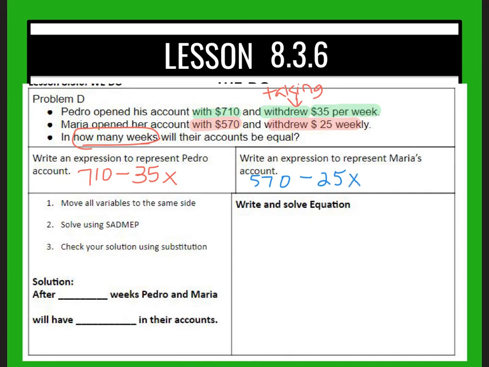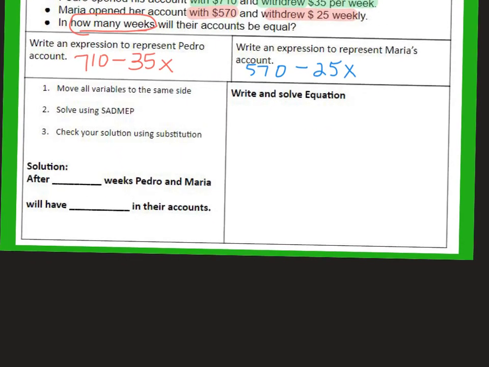I used x, I could use w, it doesn't matter. All right, so with that being said, let's solve exactly like what we've been doing. Set up your equation. We need to set them equal to each other because we want to know when their accounts will be equal after how many weeks. Once again, I'm going to always move my smaller value. Negative 35 is less than negative 25. So I am going to move this 35, making it positive.